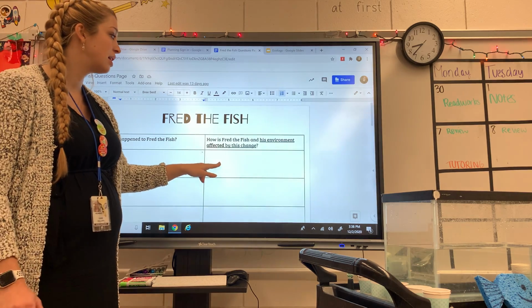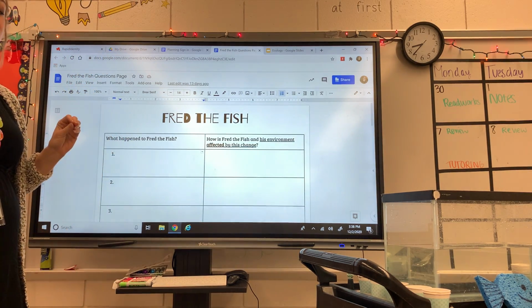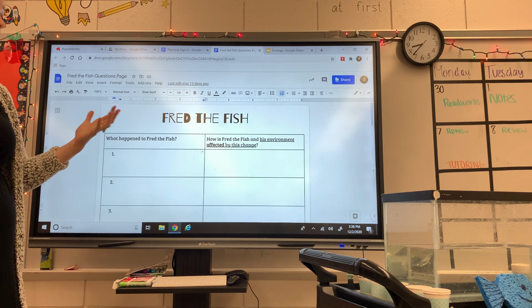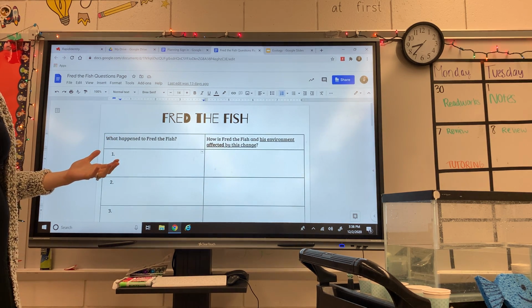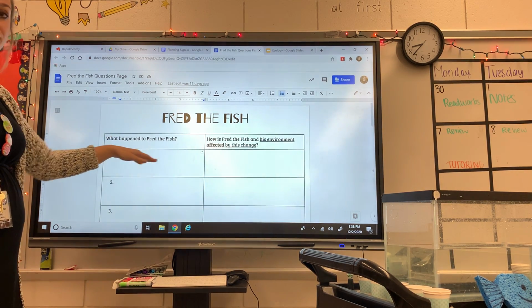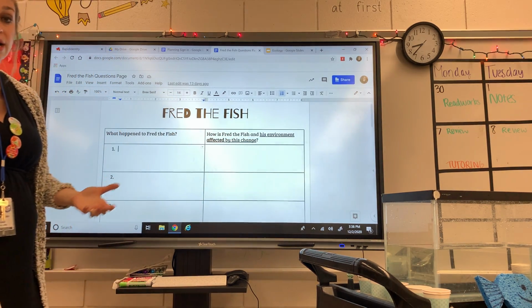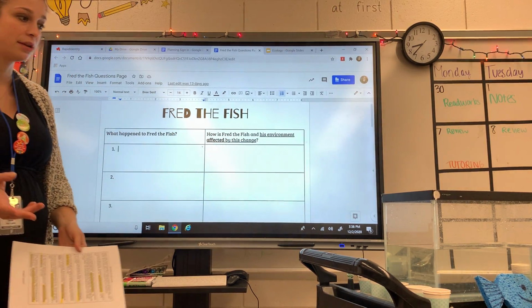The right side is going to be, how is Fred affected, and how is his environment changed by this? So this is where you're thinking, what would be the effect on Fred and his environment because of what happened?